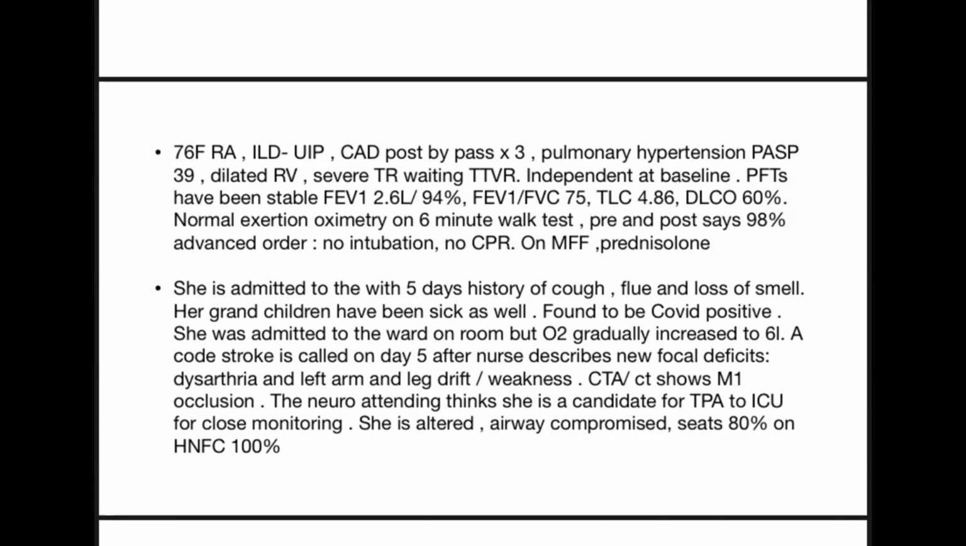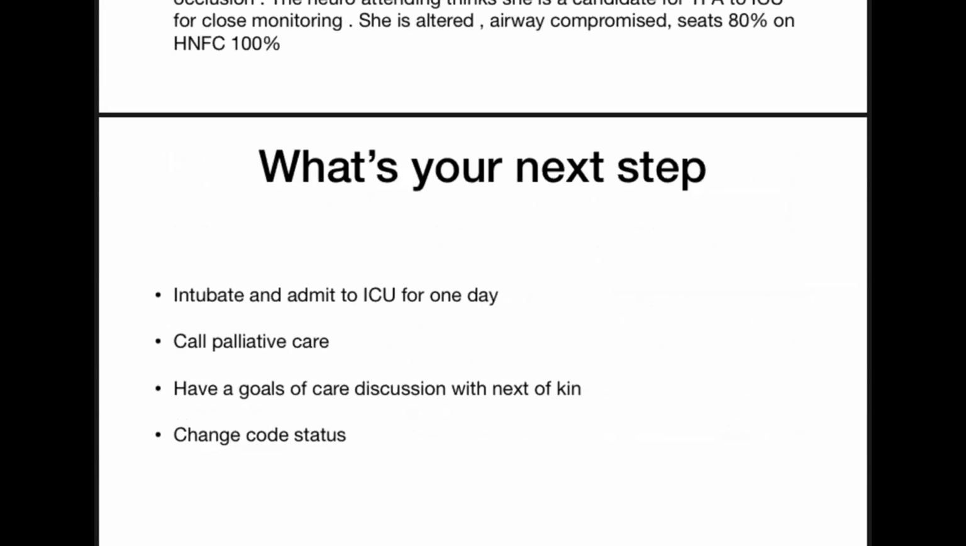The patient is reviewed by the stroke team, and they think she's a candidate for TPA, so they call you as the ICU resident. You come to find a patient who's altered with airway compromise, saturations in the 80s, and she's on high-flow nasal oxygen at 100%. What would you want to do in this case?